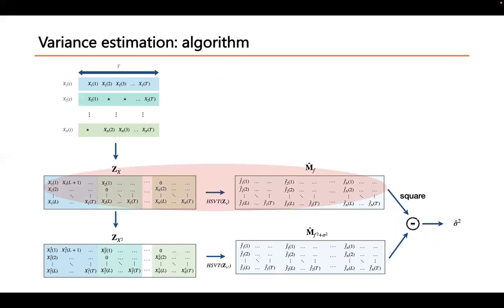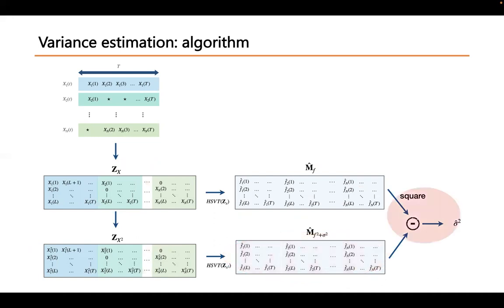The first is you do MSSA on the original time series. That gives you an estimate of the mean. The second step is you do a component-wise squaring of each element of the time series of the stacked page matrix. Then you do HSVT, or hard singular value thresholding, on that. And you can show that the mean of this time series is f squared plus sigma squared.